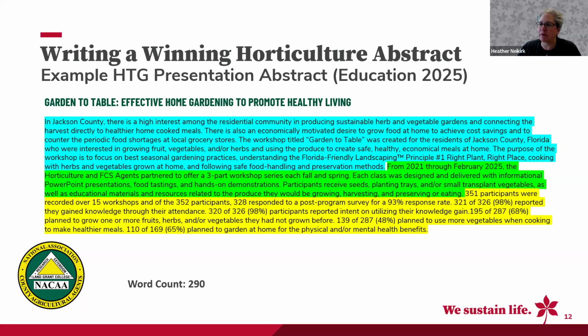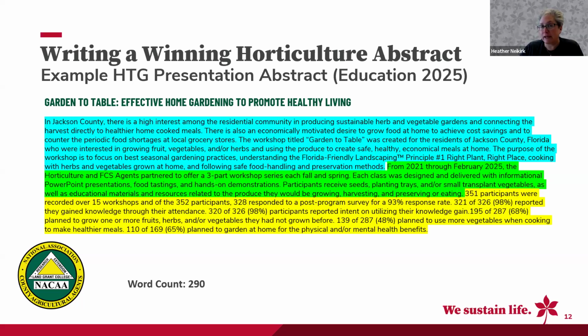And then it gave you the purpose or the objective of the workshop, right? Focus on best seasonal gardening practices, understanding Florida-friendly landscaping principle number 1, right plant, right place. And then it goes on to describe those. So that was a succinct description of the overall project: the need, identifying the target audience, objectives, and purpose.